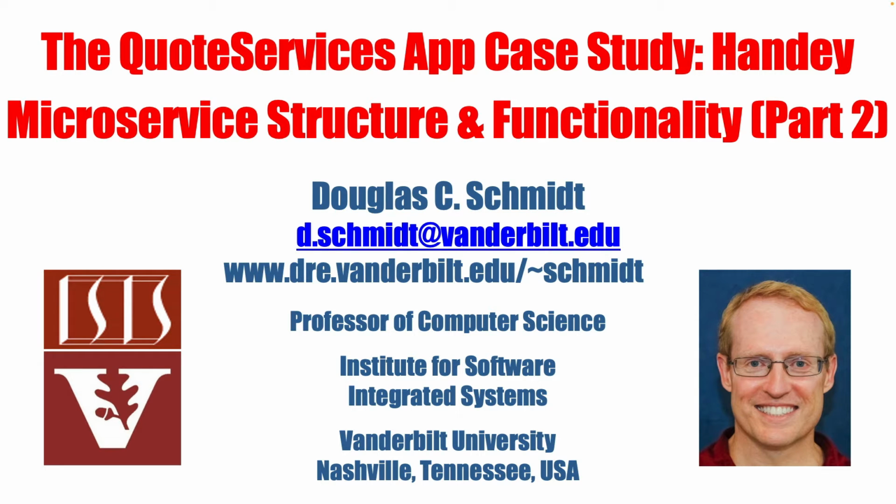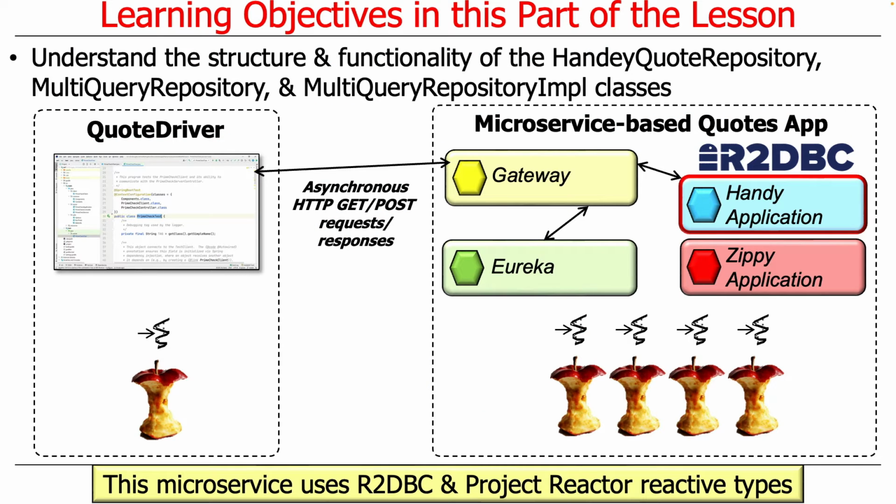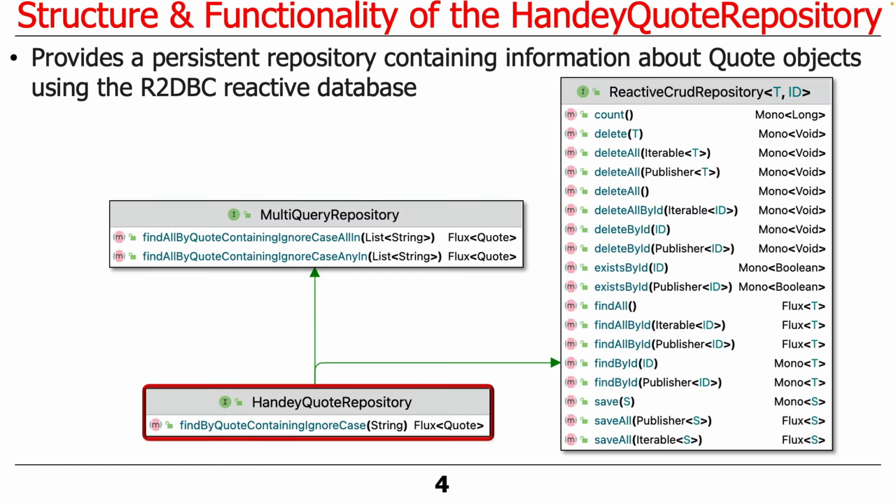Part two of the Handey microservice discussion is going to focus on the quote repositories and the various ways that those are implemented. And we're going to see there are three different things that matter here. And all of these use R2DBC. This is important because this is what you need to be aware of for your assignment. It's very similar to this.